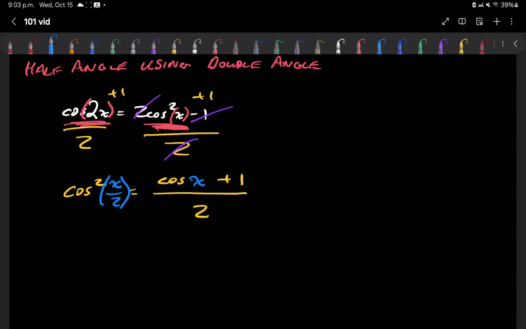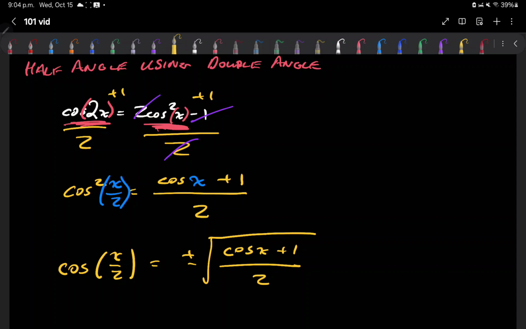So now we have cos squared of the half angle. We want cos of the half angle without the square. To get rid of that, we're going to take the square root of both sides. And since we're starting with an equation, we're going to have a plus or minus in front of our square root. So that gives us cos of the half angle is equal to plus or minus the square root of the stuff inside.